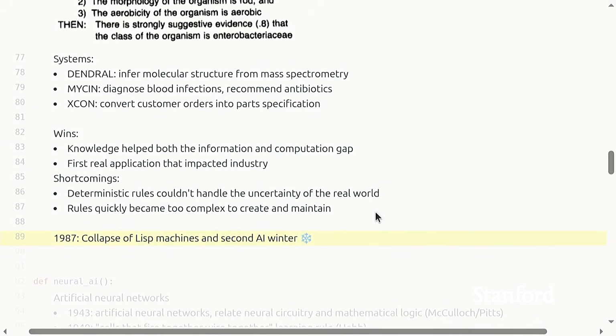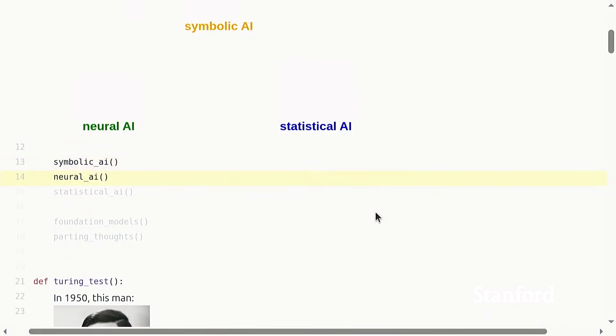Also, there were economic recessions and so on. That didn't help either. Okay, so let's now go back and chart out another trajectory through the history of AI.